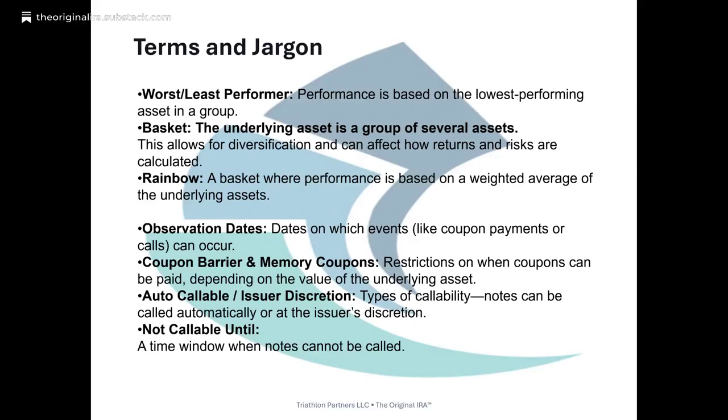Observation dates, those are dates when something can occur. Callable: you have an auto callable note, which means if certain market conditions are met, it's called, or the issuer gets to decide on those observation dates. And these notes usually have a window when they cannot be called.